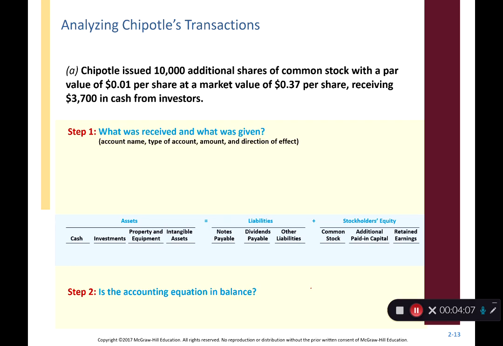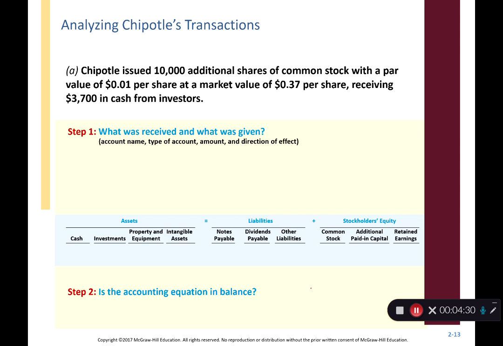So now we're going to go through a series of transactions and figure out how to best record them. So Chipotle issued 10,000 additional shares of common stock with a par value of a penny and a market value of 37 cents a share. So they received $3,700 from investors.